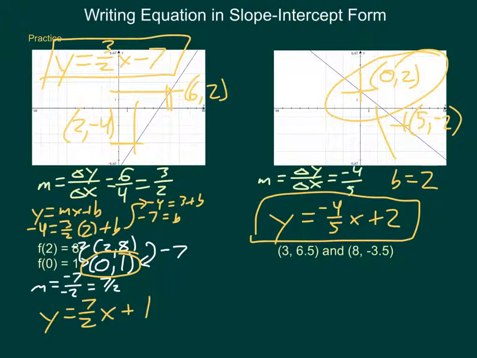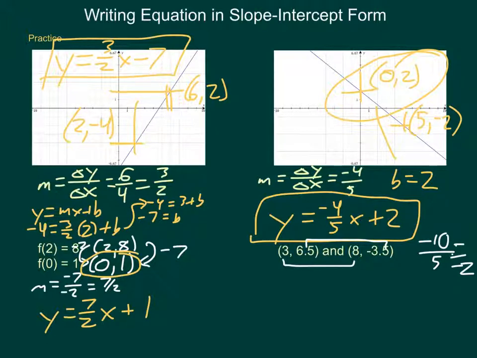Next function, I have the points (3, 6.5) and (8, -3.5). So first, what's my change of y? How do I move from +6.5 to -3.5? And that is by going down 10. Next, how do I move from 3 to 8? And that is by going right 5. So my slope is -10/5, which is -2.